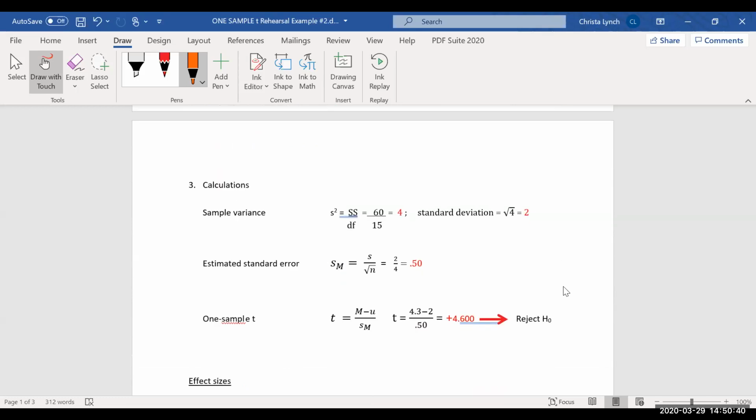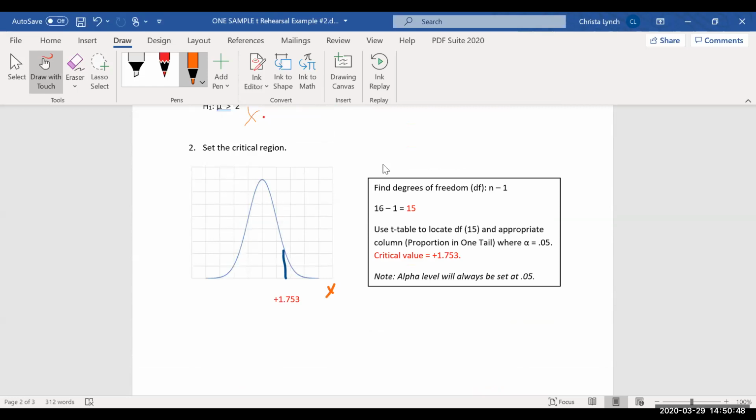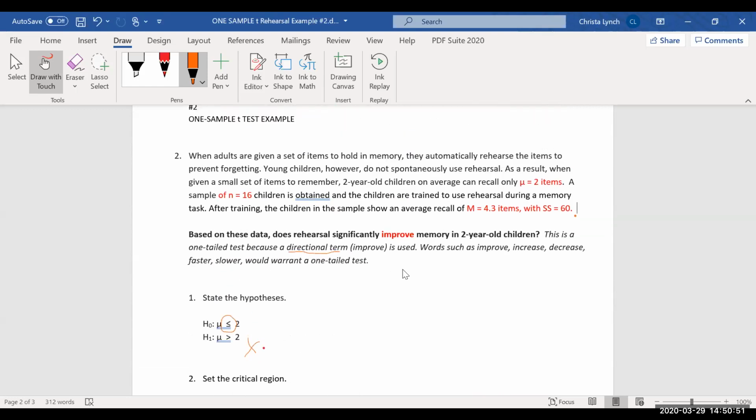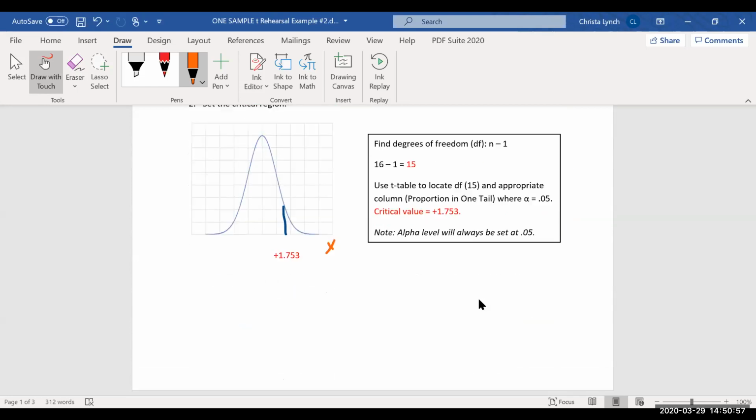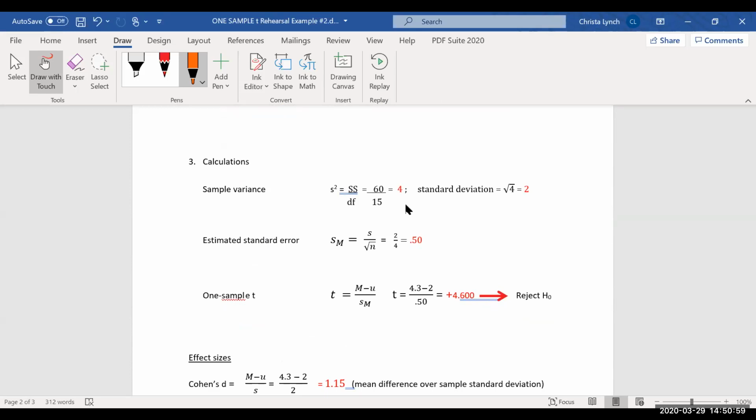Okay, so here are the calculations. We have our sample variance. Our sample variance is sum of squares divided by degrees of freedom. If we move back up here, we see that the sum of squares is 60, right? And that our degrees of freedom we know is 15. So 60 divided by 15 is 4, and then the square root of 4 is 2. So we have our standard deviation. That's going to come in handy in a couple more calculations like this one.